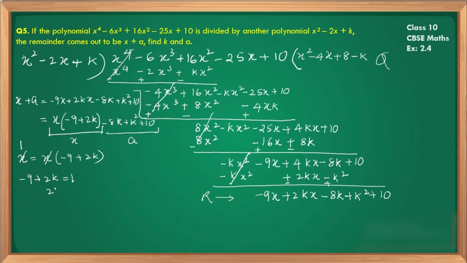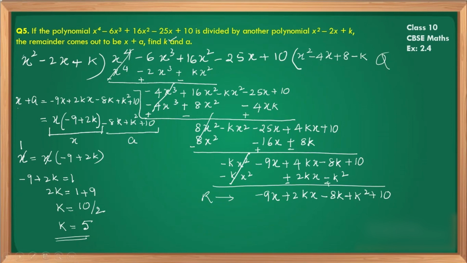Now 2k is equal to 1, and when you bring minus 9 to the other side, that becomes plus 9, and k is equal to 10 by 5, and that is equal to, not 5, it is 2, 10 by 2. Now that is equal to 5. The value of k, we could find out, that answer is over. That is equal to 5.